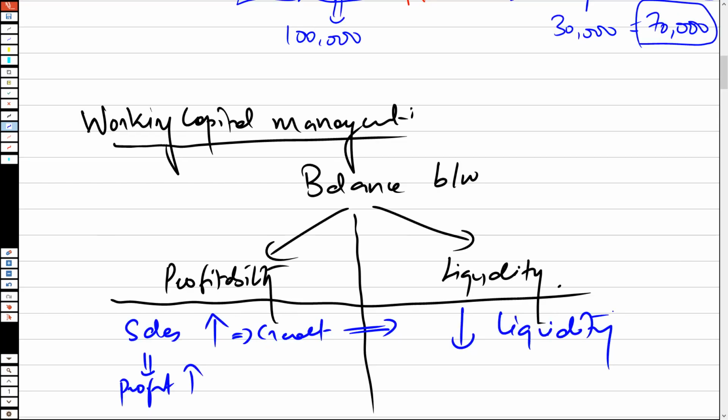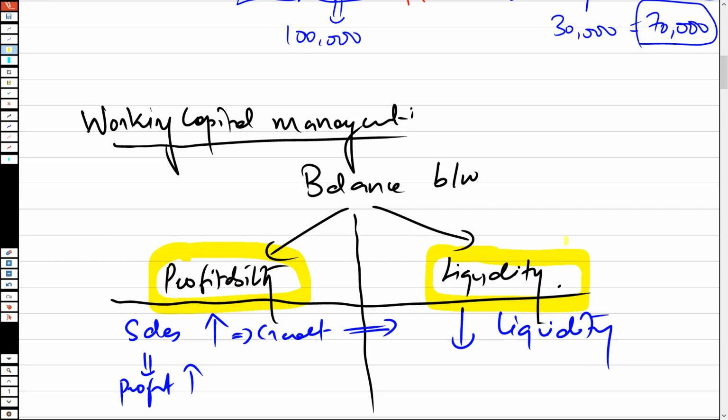So as an entity, what is it that you have to do? Let me just guide you a bit. As an entity, you have to strike a balance between profitability and liquidity, which means you have to decide to what extent we should focus upon profitability, and to what extent we should focus upon liquidity. That is something that you as an entity have to decide.